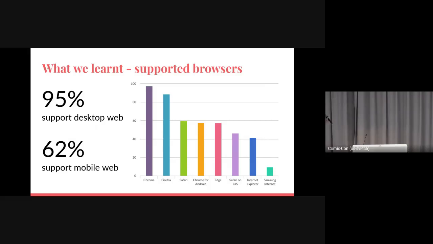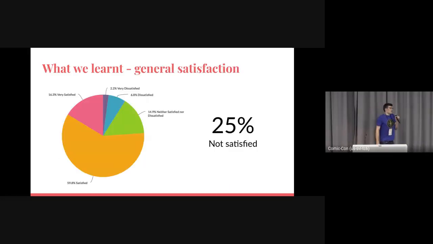So we learned that even in 2019, only 60% of web developers support the mobile web. Doesn't seem great. In terms of browsers, it's really interesting. Chrome and Firefox, 90+% of support. Then suddenly you drop off a cliff. Safari, Edge, Android, 60%.